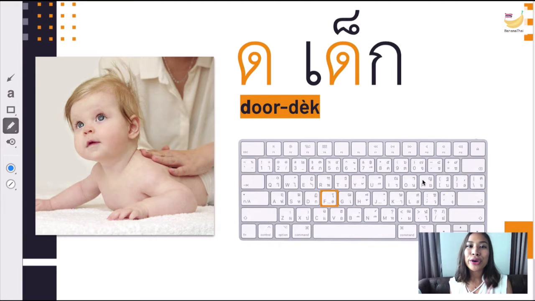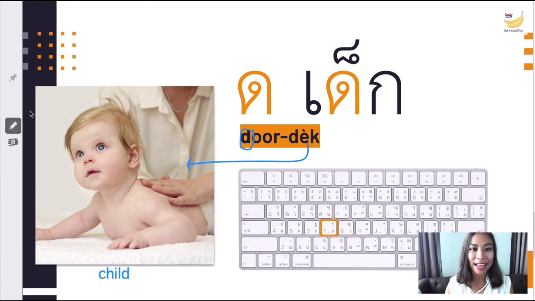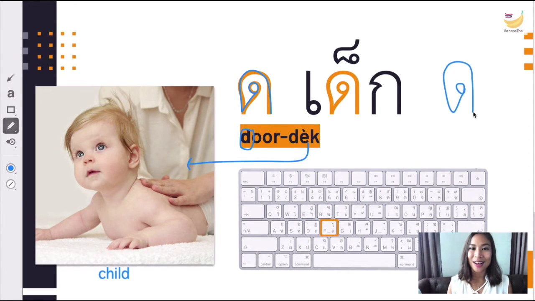Now welcome to the third one, which is ดอเด็ก. The sound is d, like D for dog. So the initial sound is d, ดอเด็ก. And the word เด็ก means child. So ดอเด็ก นะคะ. And the way to write it: start from the head, go down, and go above it like this. Alright, now it's time for you to practice writing.